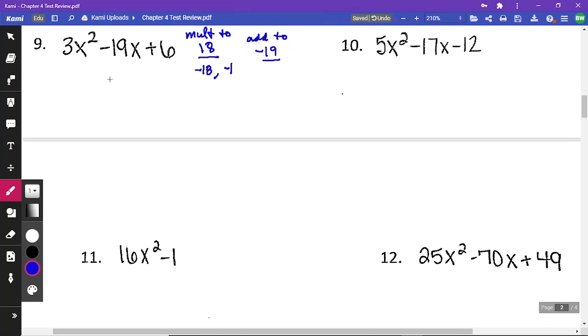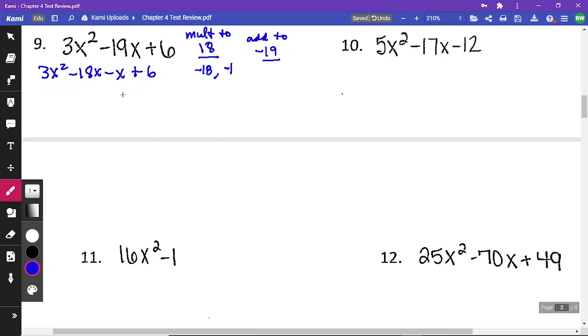Remember how we use those now. We split the middle. That's why we found them. That's why they have to add up to negative 19 so that we can split that middle term using those numbers. Okay, so we have 3x squared. Start this a little bit higher, squeeze it all in. Split the middle term. So negative 18x and minus x and then plus 6.